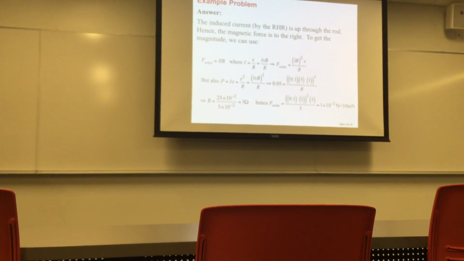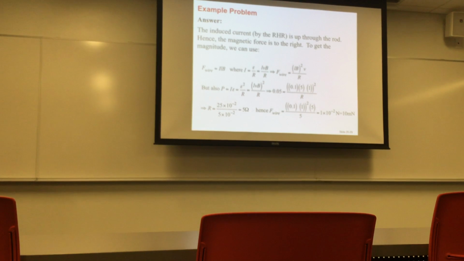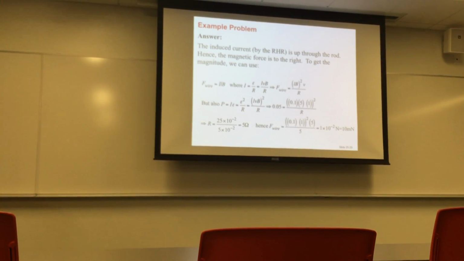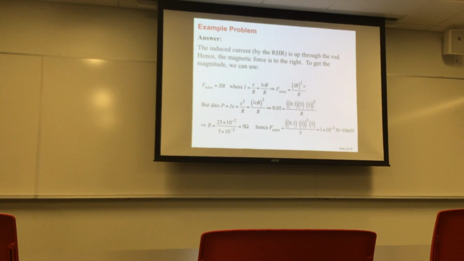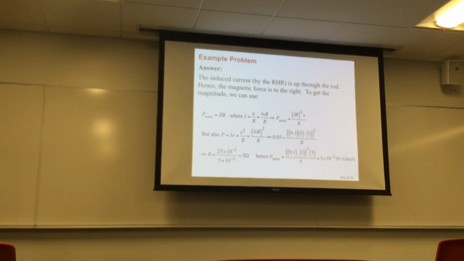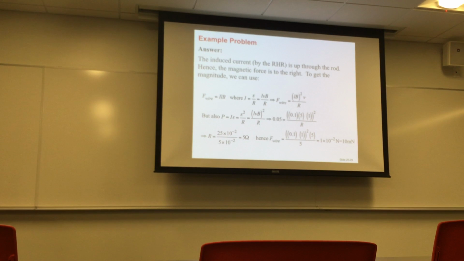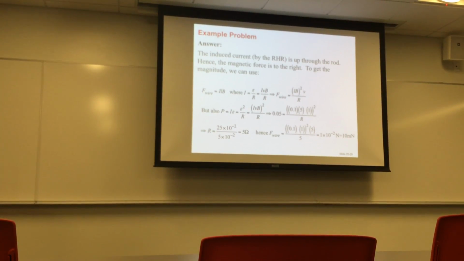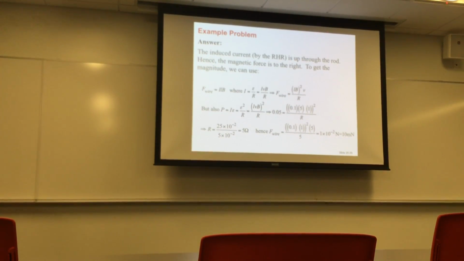Now we know that the power is the current squared times the resistance. They're giving you the power dissipated, which is 50 milliwatts, or 0.05 watts. Therefore, the resistance is 5 ohms, not 5 milliohms.